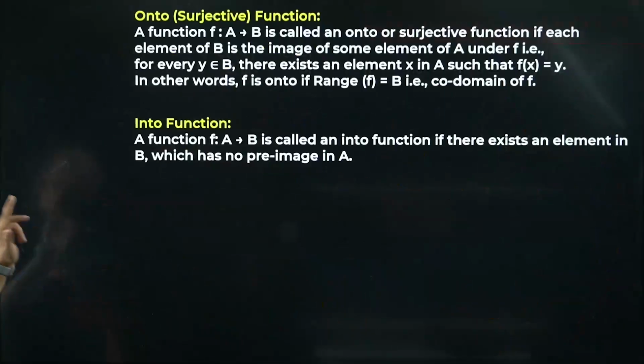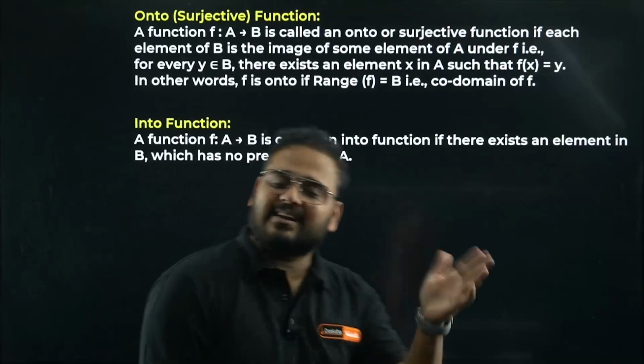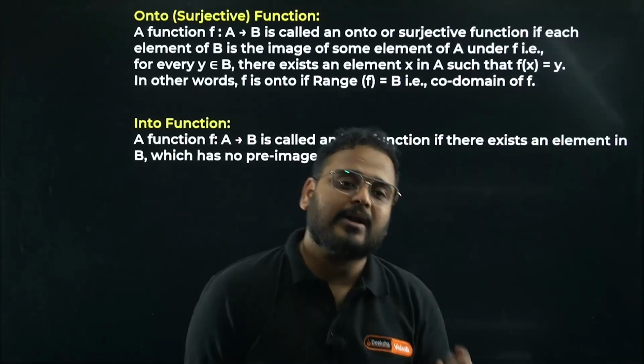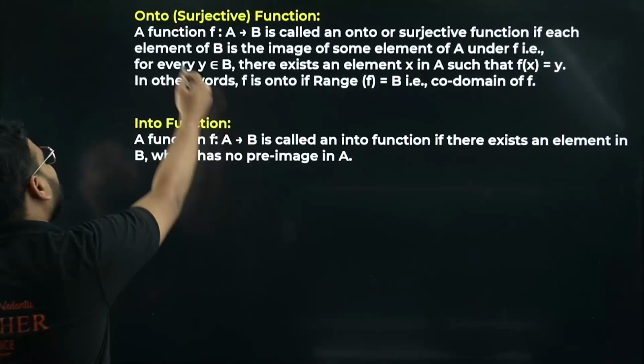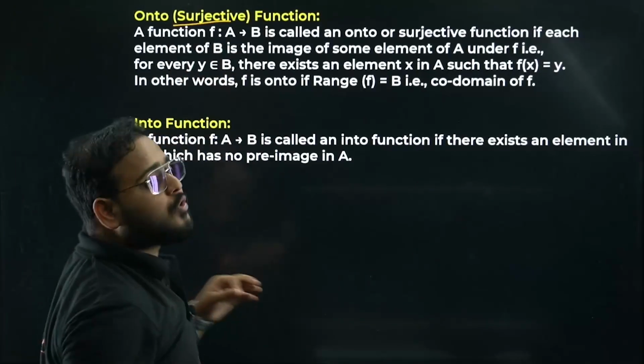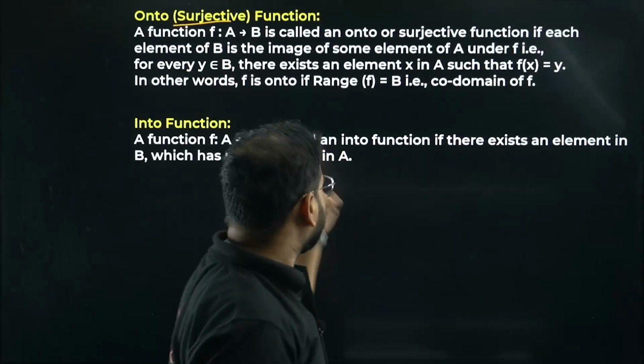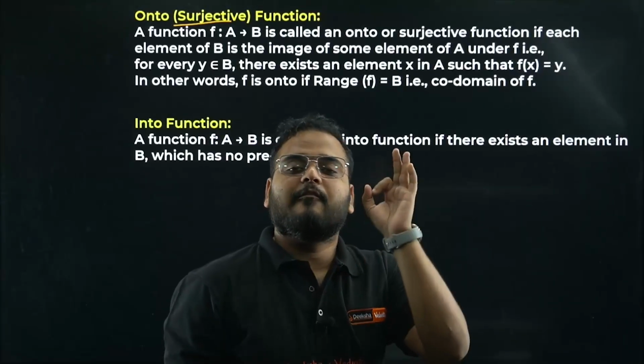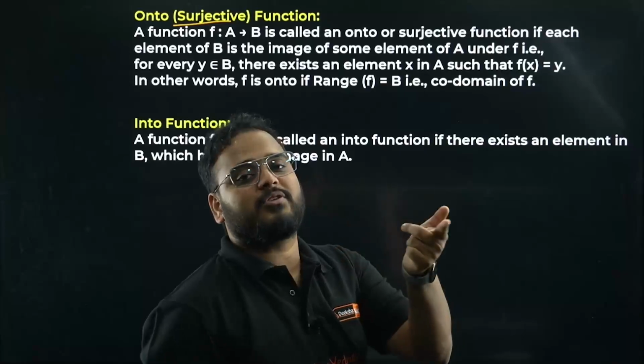Moving on to the second category. The first category is done, one-one and many-one. The second category is onto and into. What is onto, sir? Also called a surjective function. How do you define it? In the simplest way possible, whenever the range and codomain become equal to each other.